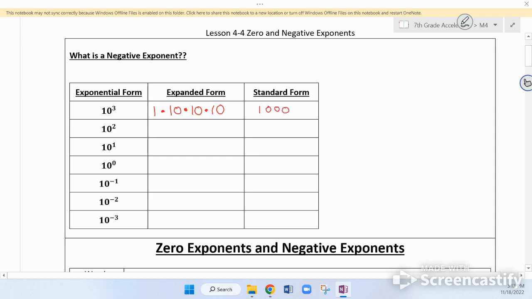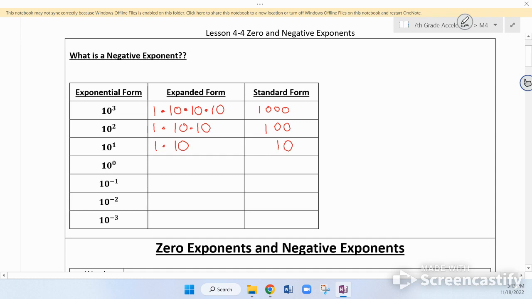And then 10 to the second would be 1 times 10 times 10, which would be 100. And then 1 times 10 would be just 10. So then what would 10 to the 0 be?